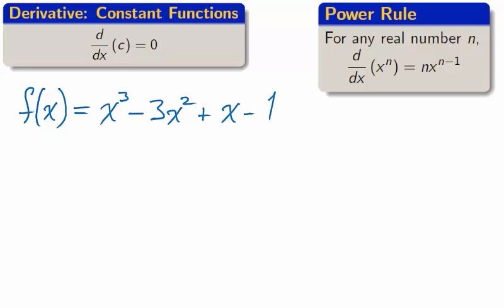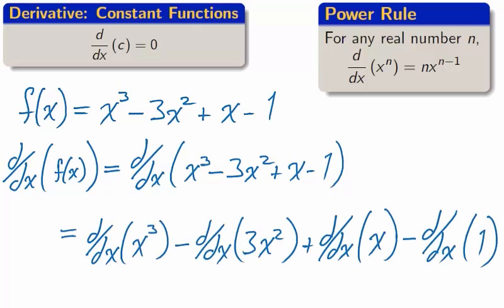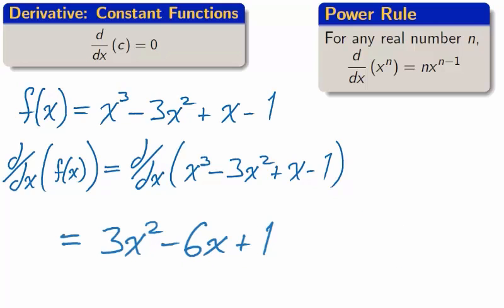Let's combine these rules. For example, we will find the derivative of the polynomial function f. Since all of the major parts, x cubed, x squared, x, and 1, are all differentiable by the power rule, we can use the sum and difference and the constant multiple rule of differentiation to simplify our calculation. The derivative, f prime, is 3x squared minus 6x plus 1.